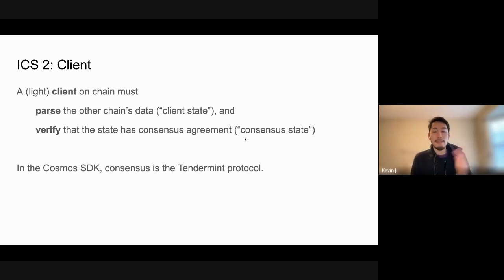ICS2, as I mentioned, is the series of official IBC standards that designate how the protocol works. ICS2 talks about clients, and usually these are light clients because it's infeasible to run an actual full client on chain typically. This client must do two main things. The first thing is being able to parse the other chain's data. Given this blob of binary data, the client must be able to deserialize it based on whatever format it's stored in. And the other thing is that it must be able to verify that this state has consensus.